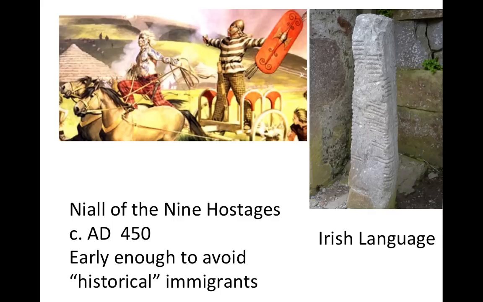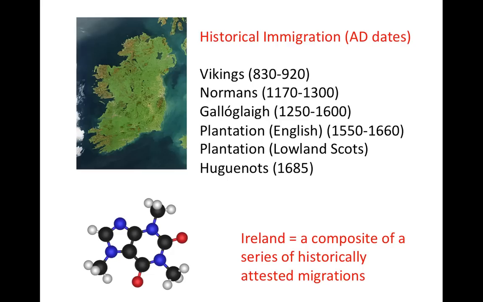So I selected an archetypal Irishman on the border between pseudo-history and history, that is Niall of the Nine Hostages, reputed to live around the 5th century. Many dynasties trace their ancestry back to him. He was early enough, I felt, to avoid historical immigrants, that is, people whom you would then say weren't really Irish, they were actually Normans or Vikings or something like that. But also, at least a period in which the Irish language was known to be spoken in Ireland, which is going to be a critical point, as you'll see as I go through this lecture.